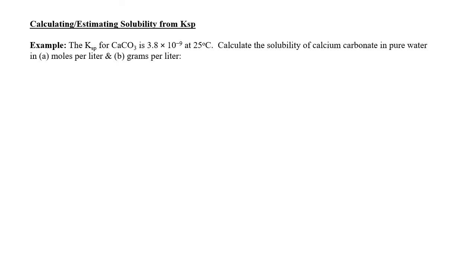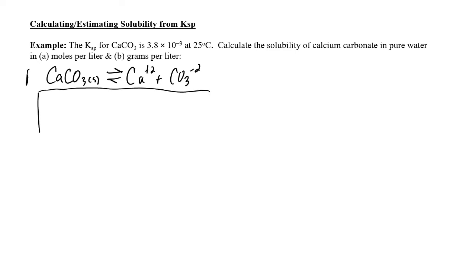All right, we can work the other way now. If we're given the KSP, we can find the molar solubility in moles per liter and then in grams per liter. So let's look at this example. If we want to calculate the solubility for calcium carbonate, just like every problem before, we're going to write our equilibrium. Set up the RICE box. Who cares about the solid? S, plus S, plus S, S, S.